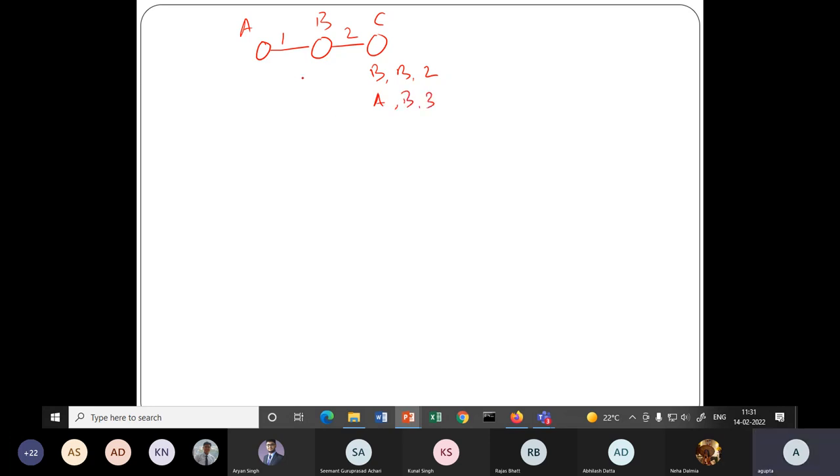B's routing table said I can reach A to A with a cost of 1, C with a cost of 1, and the rest is not important for us. So this was a stable state. Packets are being forwarded. Everything is fine. Now suppose this link goes down.